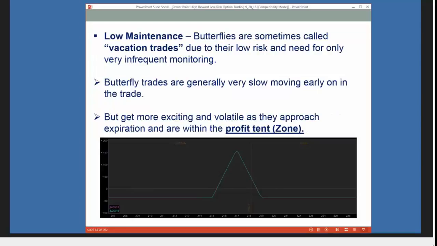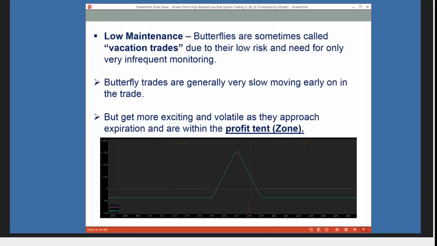They're also known as low maintenance. Sometimes you'll even hear them called the vacation trade, due to their low risk and need for only very infrequent monitoring. The butterfly trades start out really slow moving early on in the trade, but as you get closer to expiration, that's when the excitement can pick up, and that's where you get big profits.